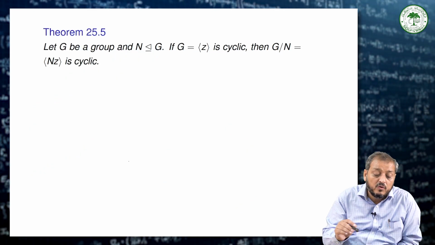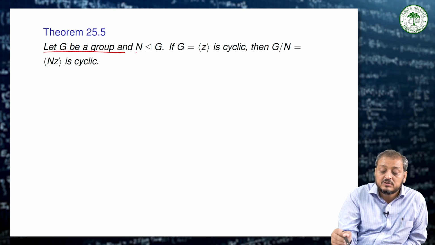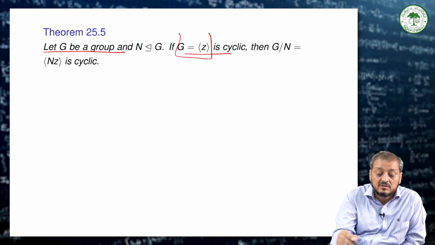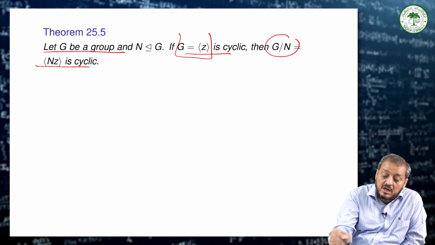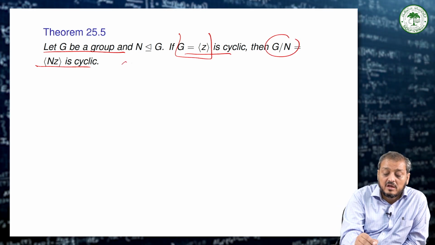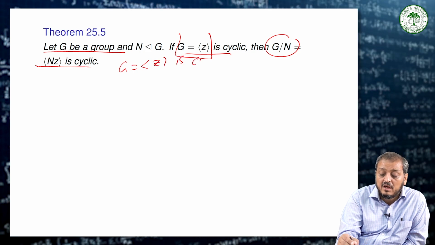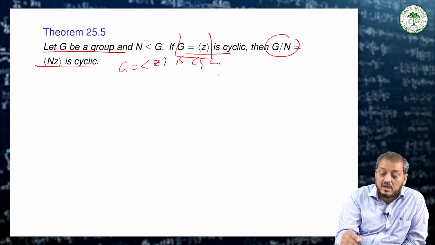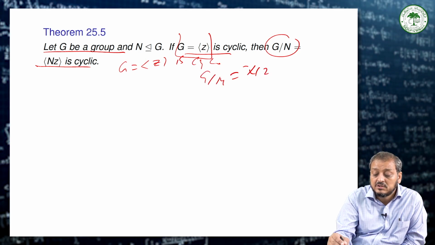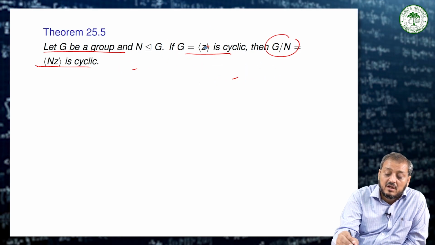Now next, we have this result. Let G be a group and N a normal subgroup. If G is generated by Z, that is G is cyclic, then G/N generated by NZ is cyclic. So we are given a group G generated by Z, which is cyclic, and we have to show that G/N is generated by NZ, and this is also cyclic. And there are some generators.